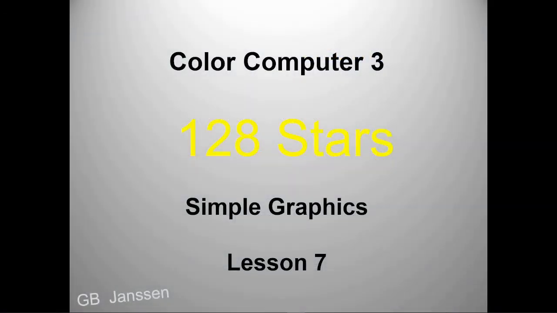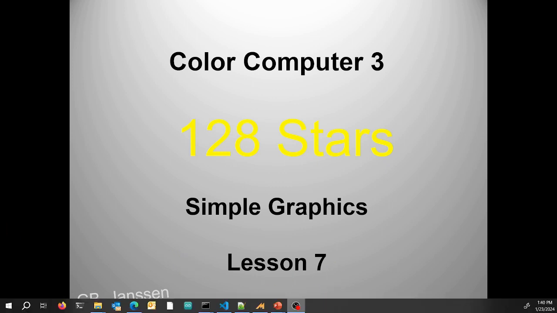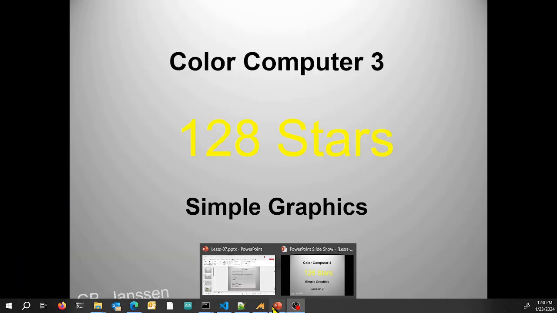Right, this is a carry-on of last lesson, number 6, where we did 1 star. We're going to update it now to 128 stars, still using the same simple graphic stuff using BASIC. We're going to just modify the program we did last time, add some instructions to it, and have 128 stars at one time. So let's take a look at the code.